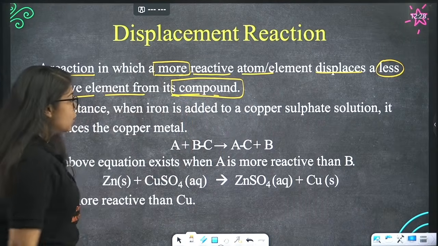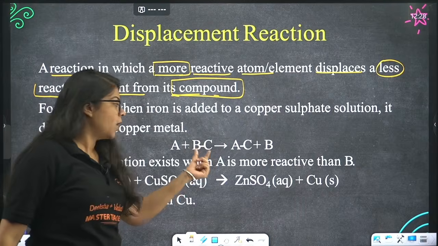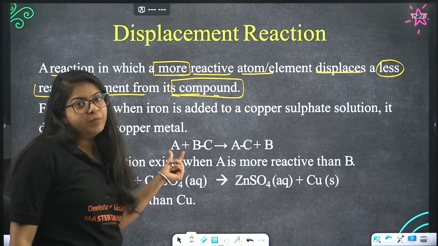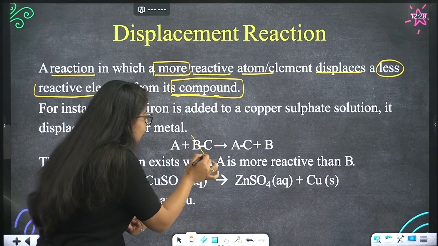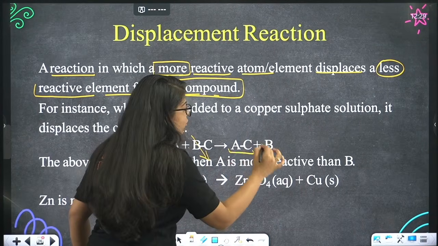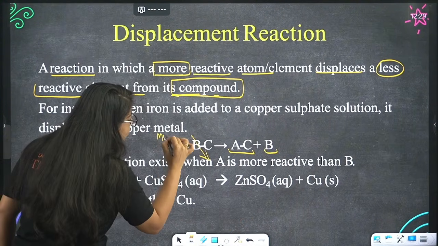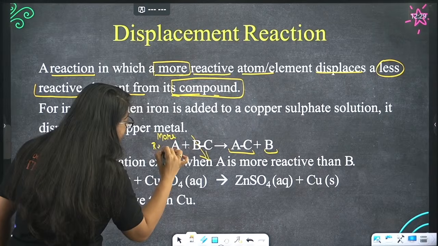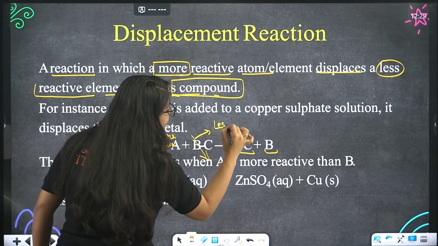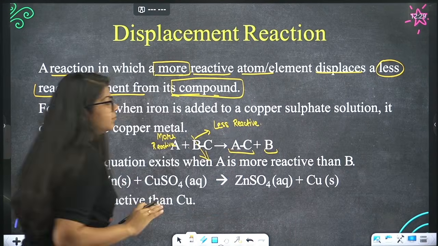Done. So B and C were forming a great compound. They were having good friendship. Then A comes and A looks at B and goes, I want to be with C. So he throws B out of the picture and sits with C. Now A and C are a good compound. B is left alone. So A was more reactive, right? And B, beta, was less reactive. B was less reactive. Done?